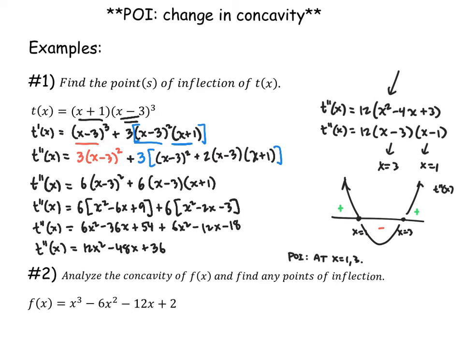And the reason why is because the second derivative equals 0 at both of them and changes sign through them, right? So it doesn't matter if it changes from positive to negative or negative to positive. It just matters that they do change sign and that it's either 0 or undefined at that value. Okay, so we found the points of inflection. Let's look at another example here.